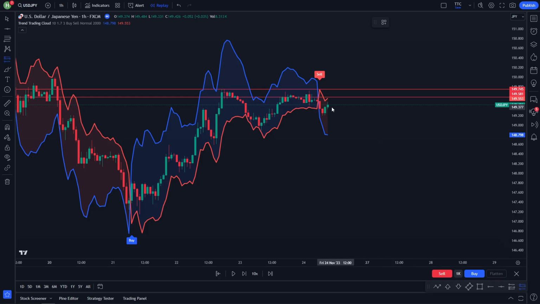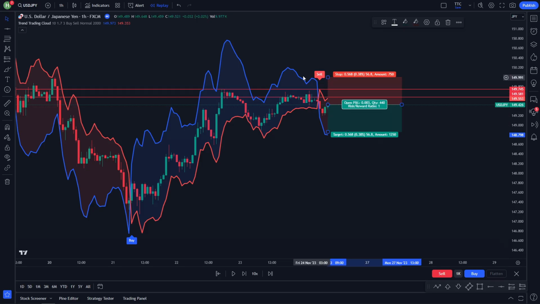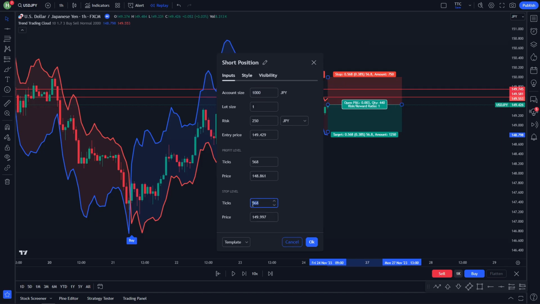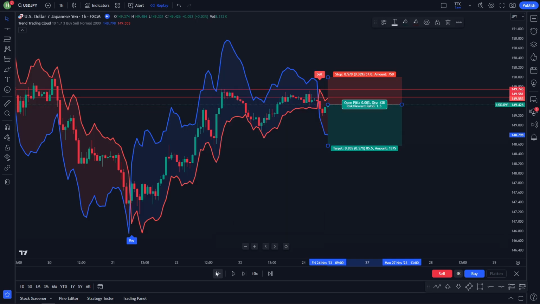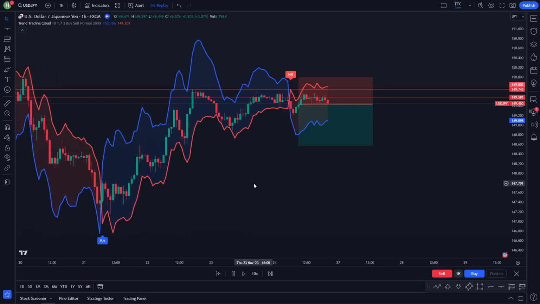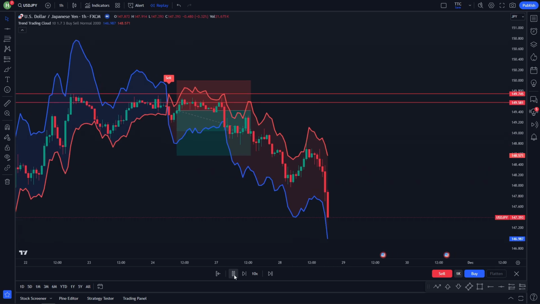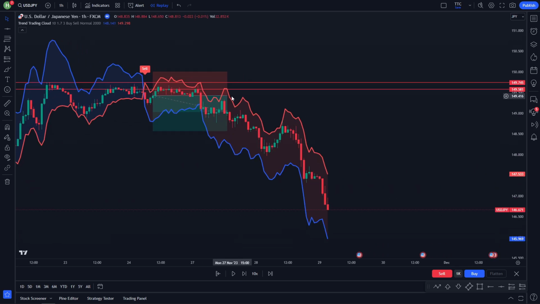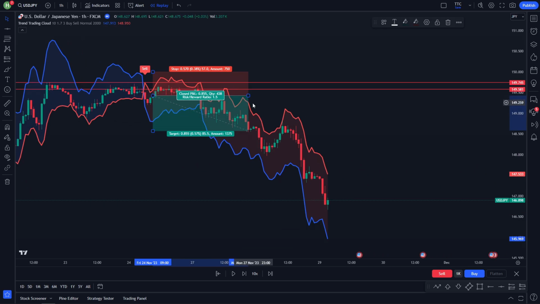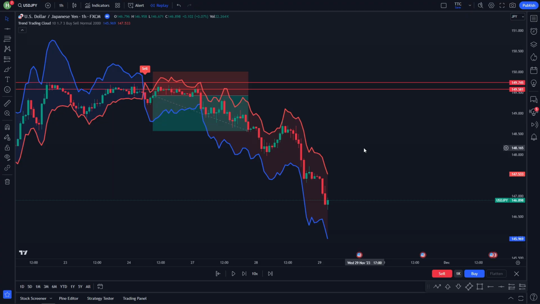For the sell trade, I will place my stop loss at the top of the band and aim for 1.5 times the return. For this trading example, my stop loss will be set at 57 pips and my take target at 85.5 pips. The Trend Trading Cloud not only points out trends, but also offers a strategic approach to trading. It shows traders areas of potential support and resistance, which can be used to place your stop loss and stay on the right side of the trend.